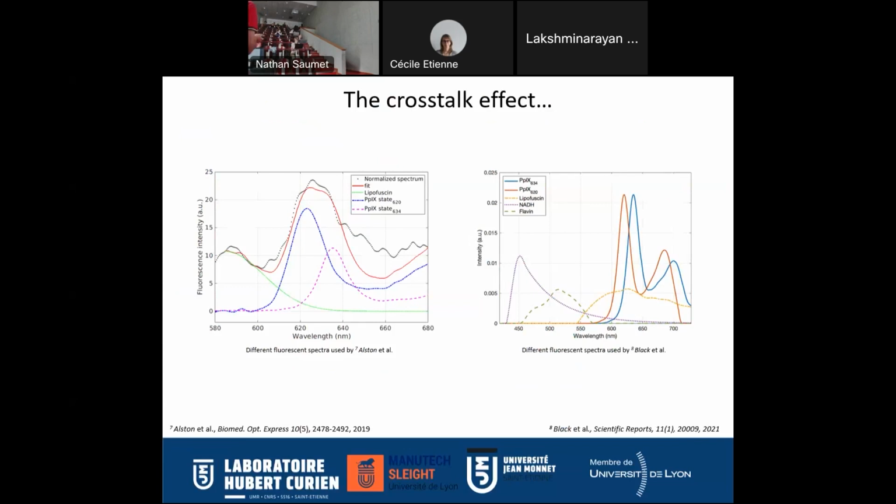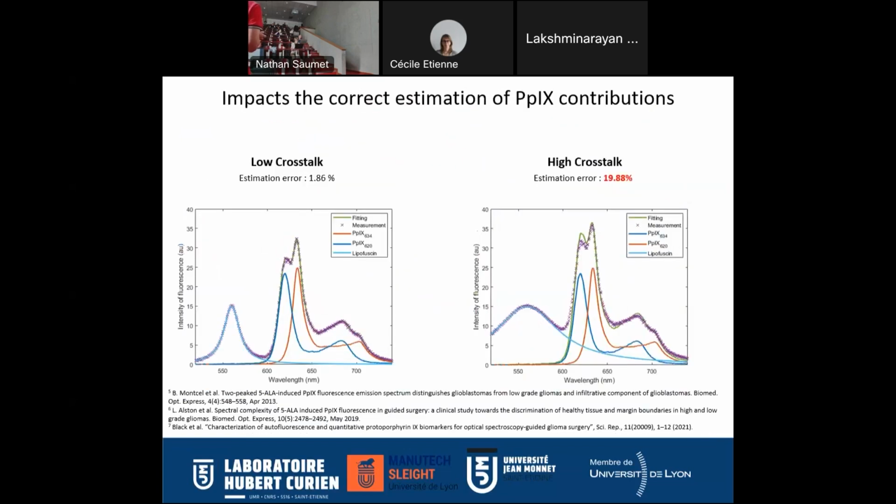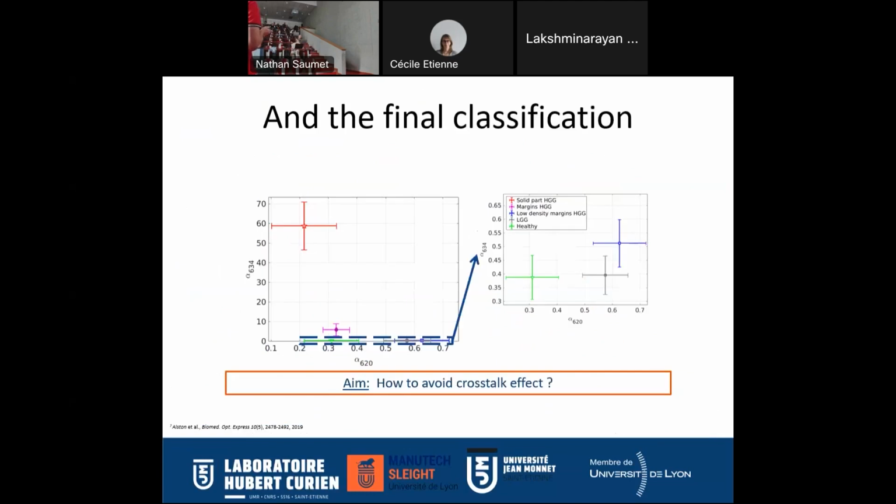And this can lead to an overestimation or an underestimation of the correct quantity of PP9, and especially it could lead to a high overestimation of the PP9 concentration if we consider the case related to the article on the right side of the previous slide. And this can lead to an overestimation or a bad classification of the tissue.